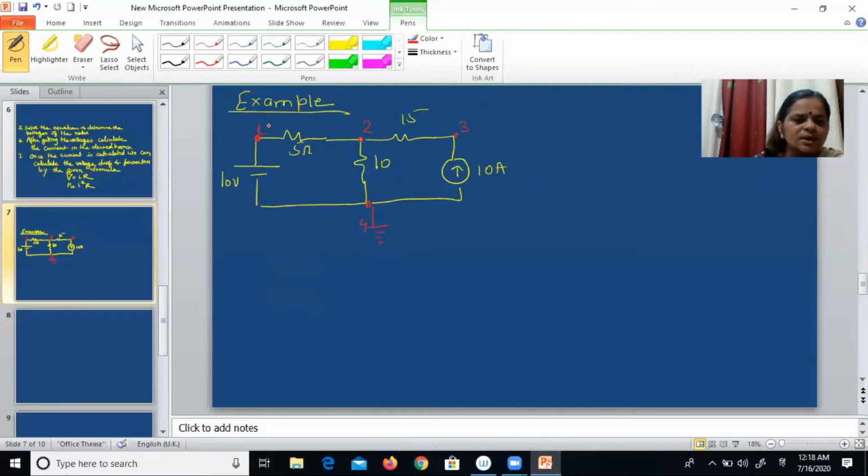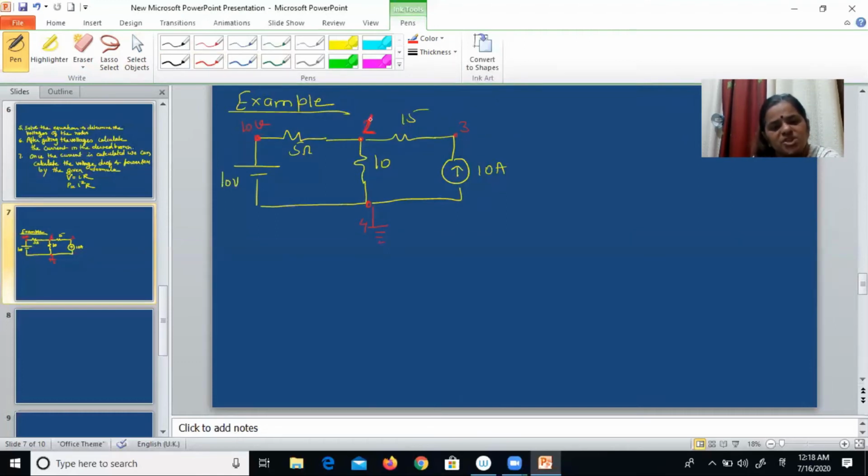Once I make this the ground, the potential of this point is directly known to us. As the potential of this node is known, there is no need to take it as a node. So let me remove this one, because its potential is known to us, that is 10 volt. There is no need to take this point as a node. Now obviously this will be node 1.